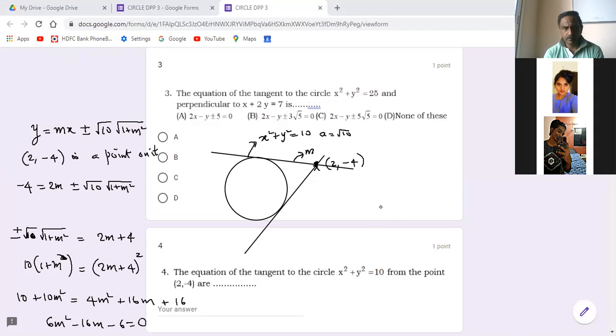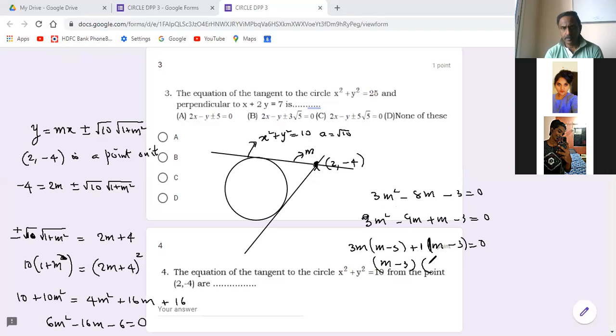So 3m square minus 8m minus 3 equal to 0. So product is minus 9 and sum is minus 8. So 3m square minus 9m plus m minus 3 equal to 0. If I take 3m common, m minus 3 plus 1 into m minus 3 equal to 0. So m minus 3 into 3m plus 1 equal to 0. So the value of m is 3, or the value of m is minus 1 by 3.